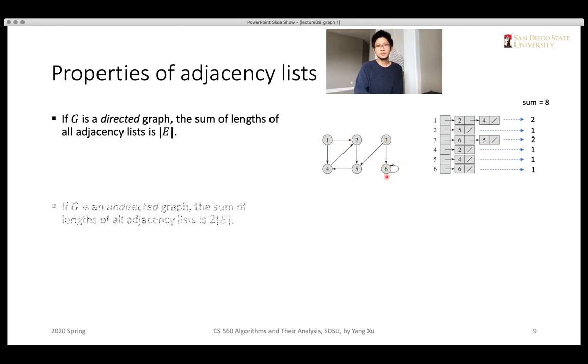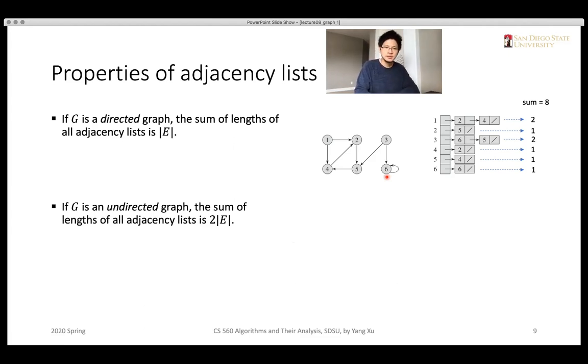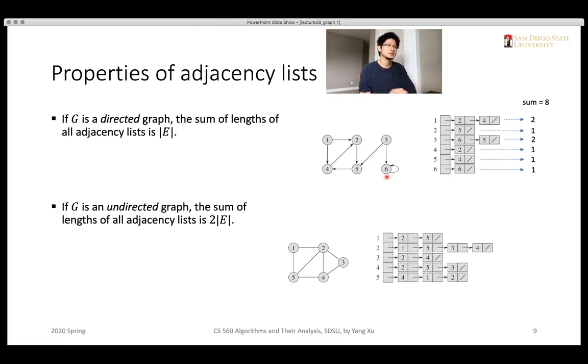But it's a different property if the graph is undirected. In this case, if it's an undirected graph, then the sum of the lengths of all the adjacency lists is 2 times the total number of edges.